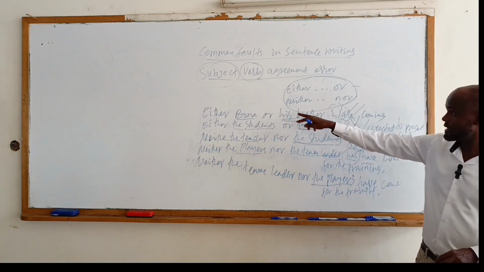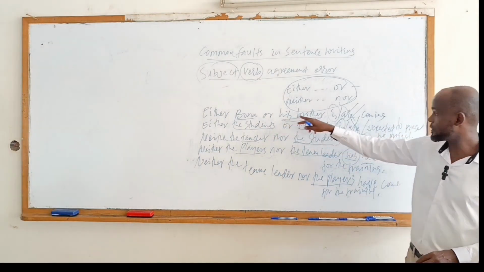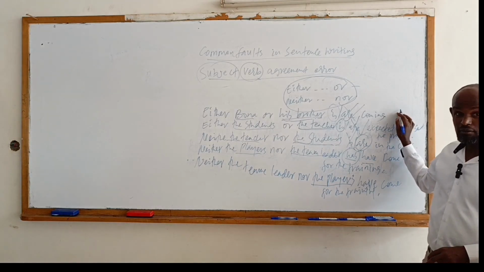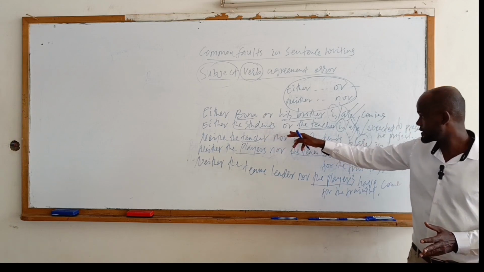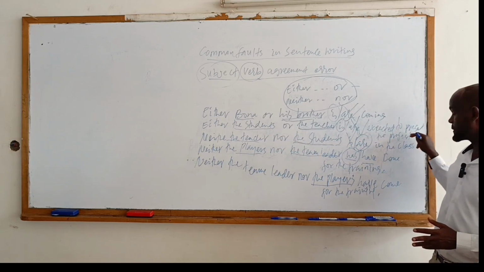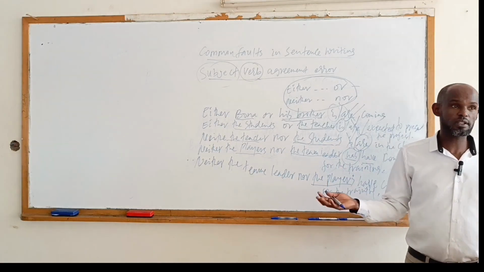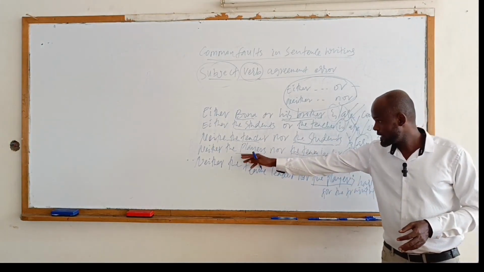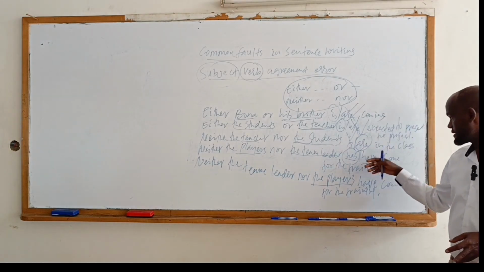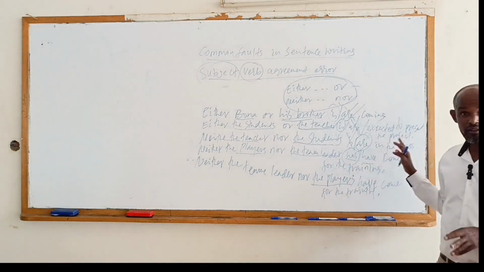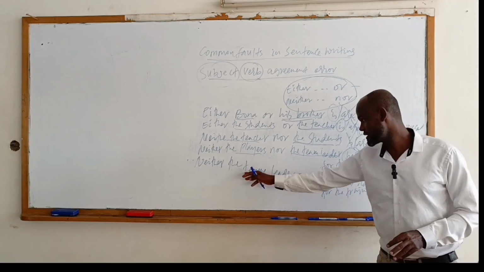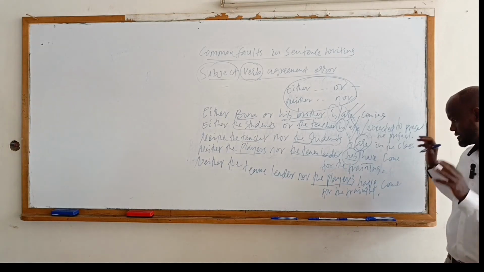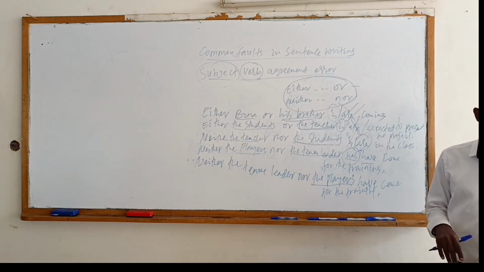So, either Bona or his brother is coming. What does it mean? One of the two. Either the students or the teacher is expected to present. Still, one of the two will present the project. Neither the teacher nor the students are in the class. None of them. So you visited the class and you found it empty. No one. Neither the team leader nor the players have come for the training. None of them came for the training.